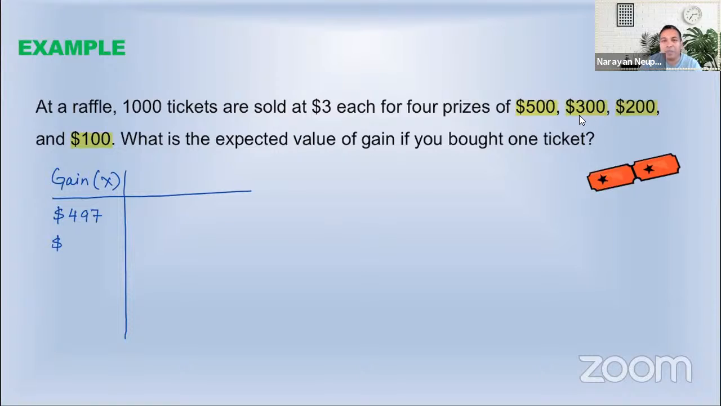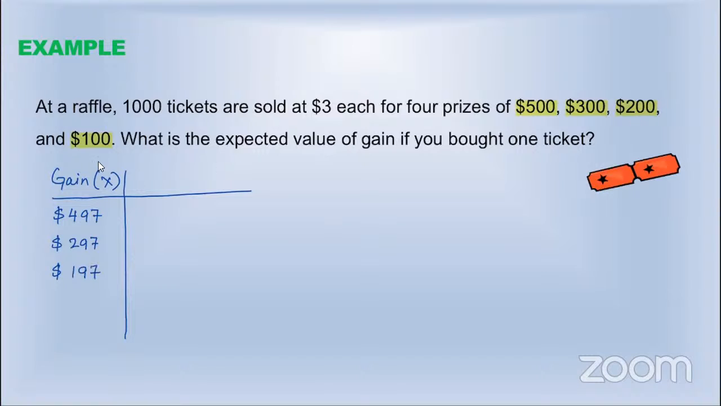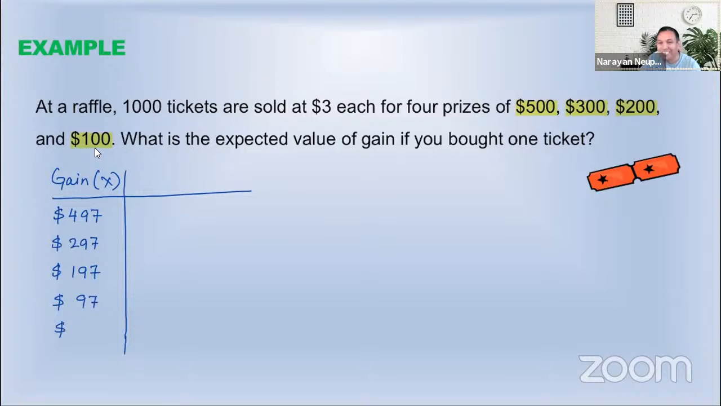If you get a 297, 297, very good. Similarly, if we get $200, what is the gain? 197. If you get $100, what is the gain? $97. Very good. And then if you don't get anything, what is the gain? It's a loss, negative $3, right? Correct. You're losing that negative $3.